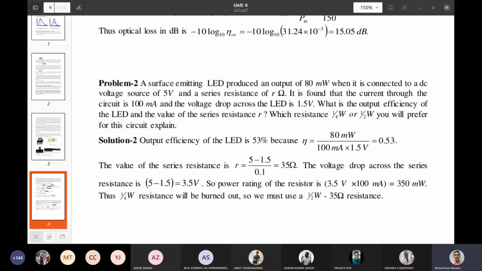For your own interest, the description or structure of surface emitting and edge emitting LEDs, you can see in any book. So I have two remaining classes, next Monday and the Monday after. In these two classes we will discuss unit 6, that is VLSI integrated circuits, basically the memory circuit. So this unit 2 I will stop here. Point is clear?